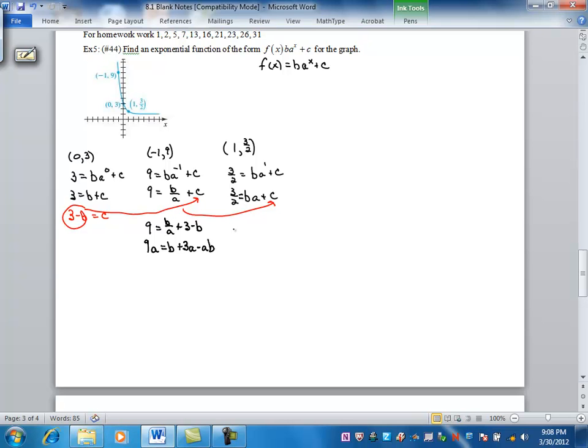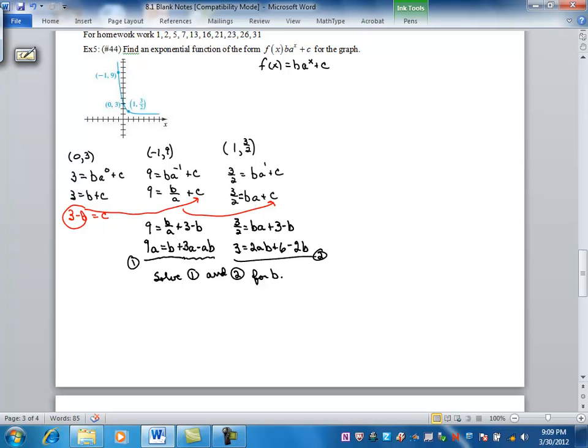And here I substitute once again. 3/2 equals ba plus 3 minus b. So 3 equals 2ab plus 6 minus 2b. Now, what you'll notice, we've got 2 equations here, 1 and 2, and I can solve both of those for b. So let's see here, solve 1 and 2 for b.